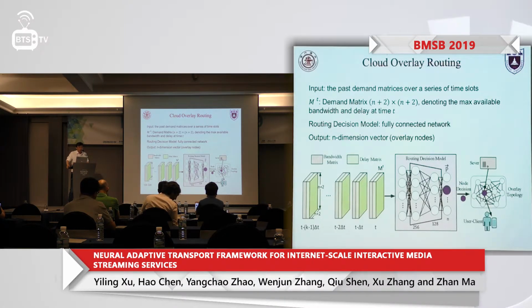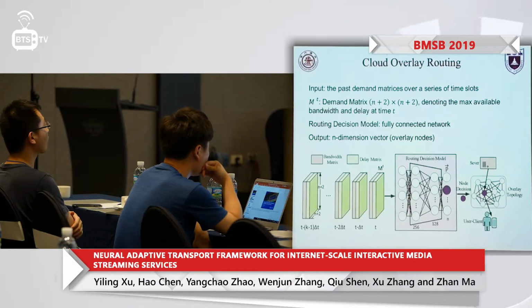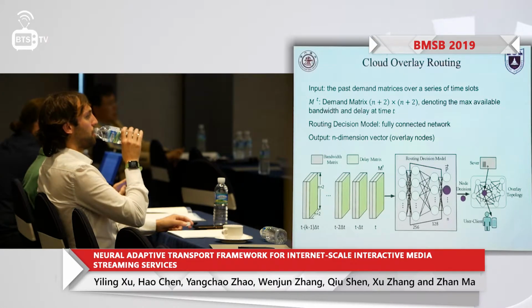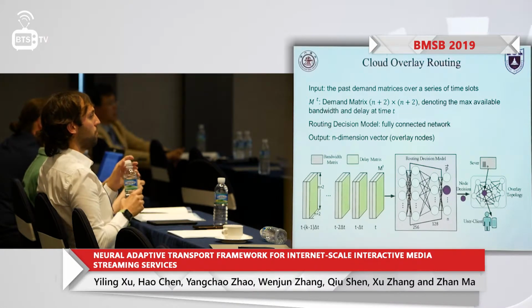So here is the cloud overlay routing network. We're actually using supervised learning. In the supervised learning, you have the input from the past T slots. Each T slot has an (n+2) by (n+2) matrix. This matrix records the available bandwidth and delay at that slot time. So we have this routing decision model to decide the output, an n-slot vector you can choose for the client. This is the cloud overlay routing.